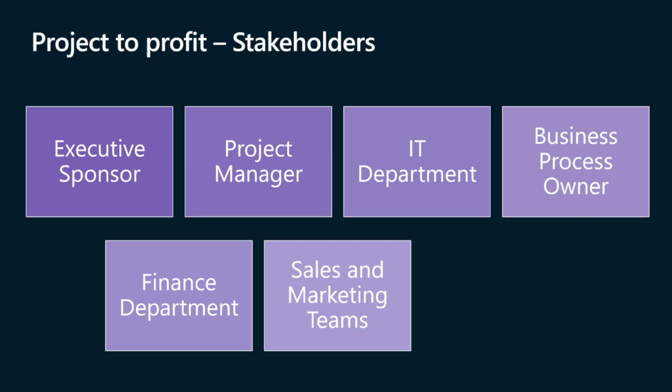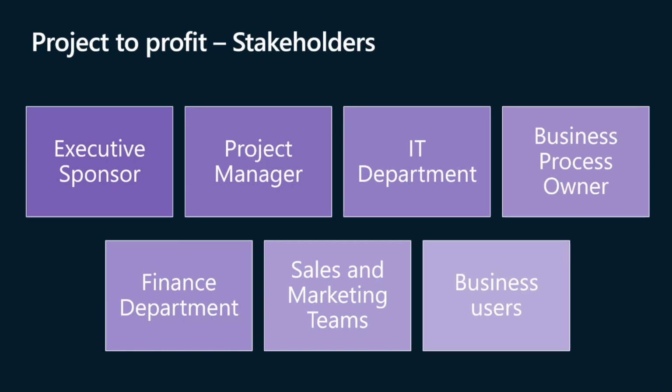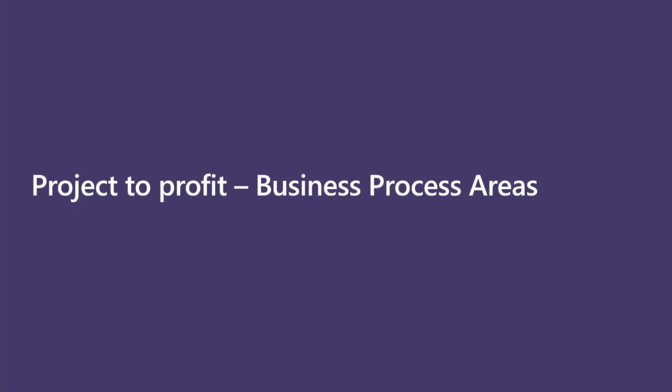Sales and marketing team generate revenue and ensure the project aligns with their process, such as lead generation and customer relationship management. And finally, business user. A user will record their activity related to the project, like time or expense. Let's see the first part for project profit business processes.